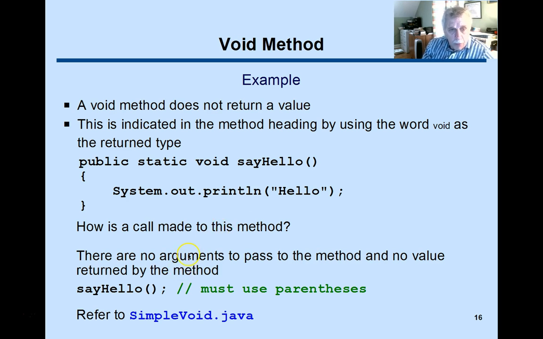Well, because it's void, there's nothing coming back, so we don't have to receive or consume any value. When we use the name of the method, and because it has no parameters, we don't pass any arguments to it. So here's a simple call illustrated down here. sayHello, but the parentheses are required, and then of course the semicolon to conclude the Java statement. This code is available in a file called simplevoid.java, and we'll take a quick look at that right now.